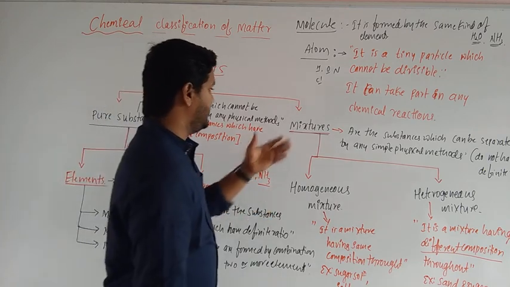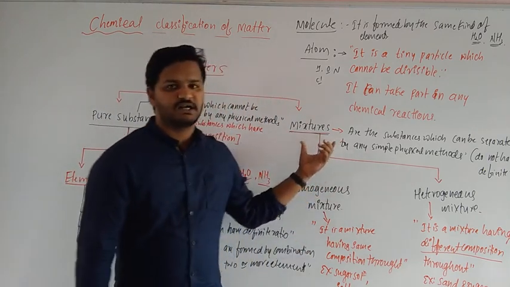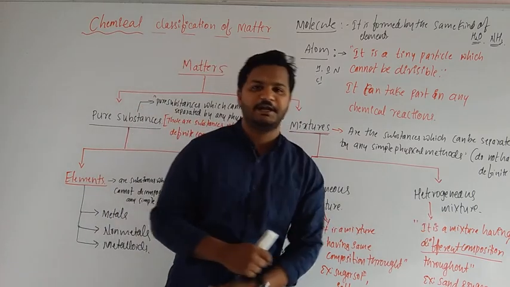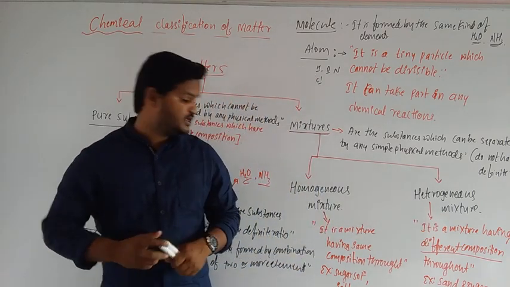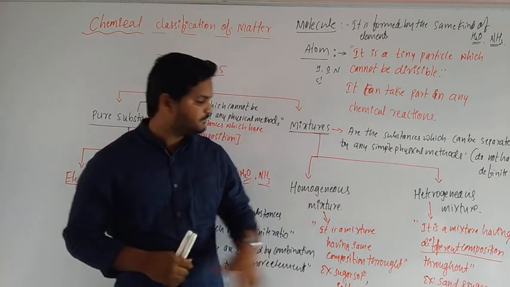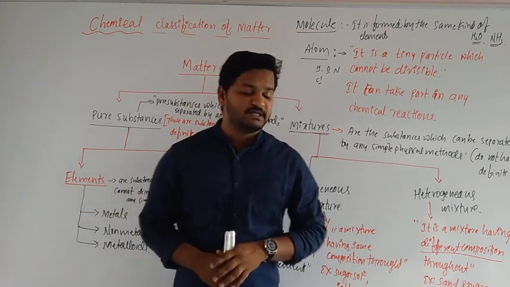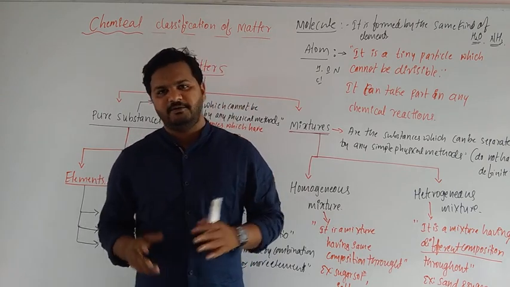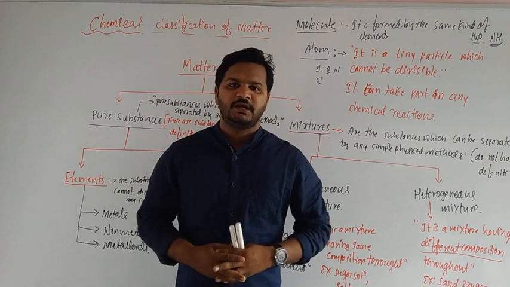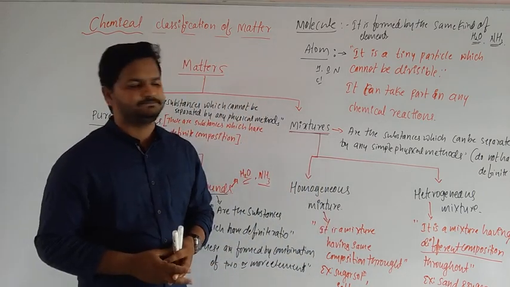Okay, and next one, mixtures are classified into two types: homogeneous mixture and heterogeneous mixture. Homogeneous mixture means it is a mixture having same composition throughout. Heterogeneous mixture means it is a mixture having different composition throughout. Okay, this is about the chemical classification of matter. Thank you.